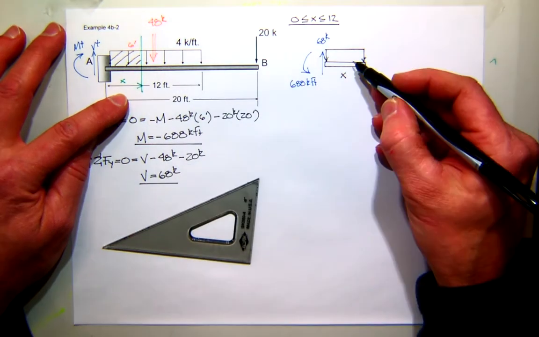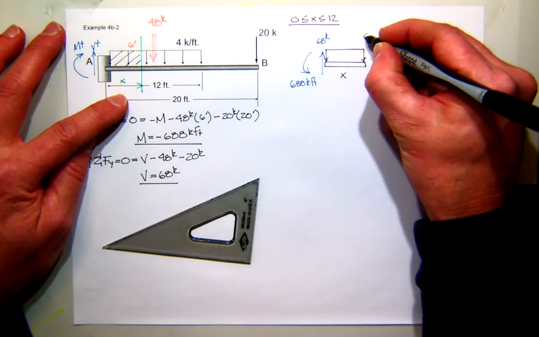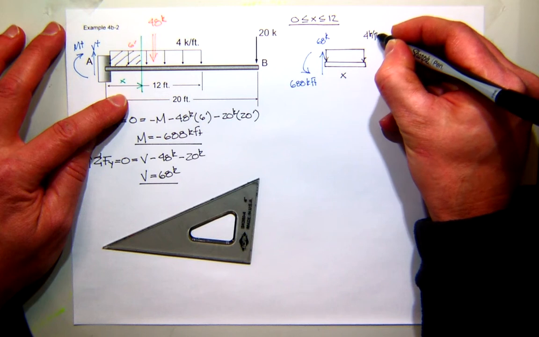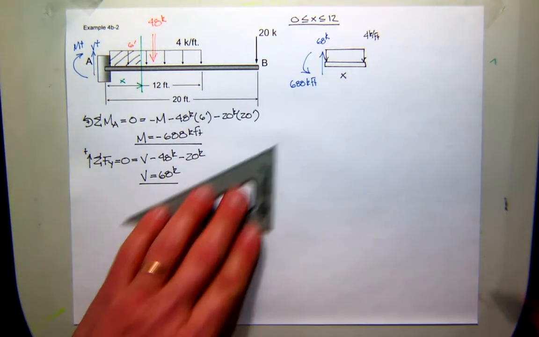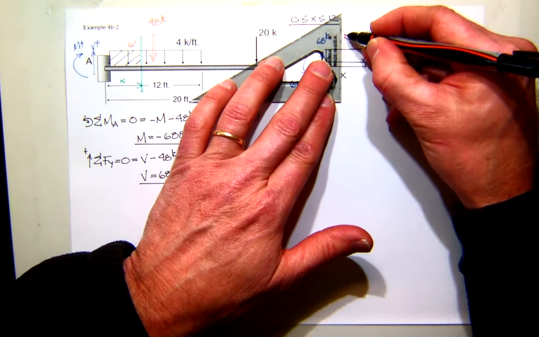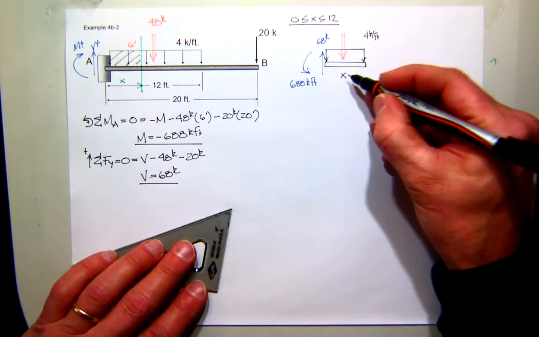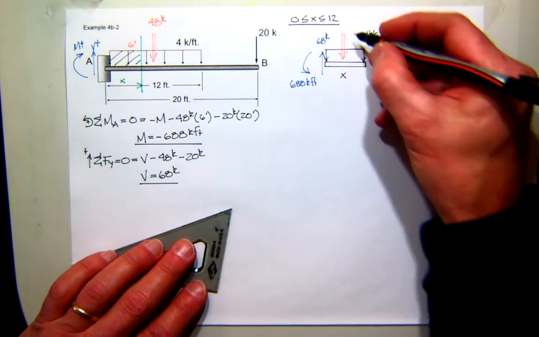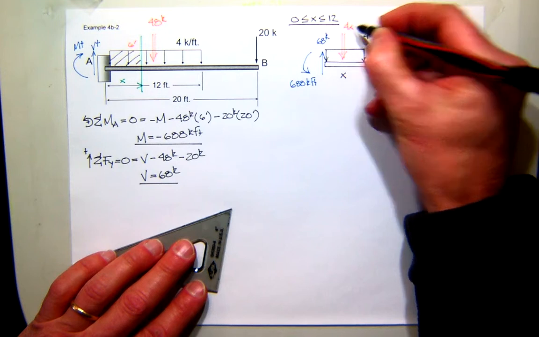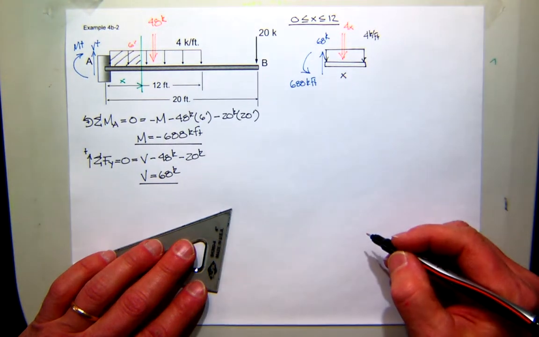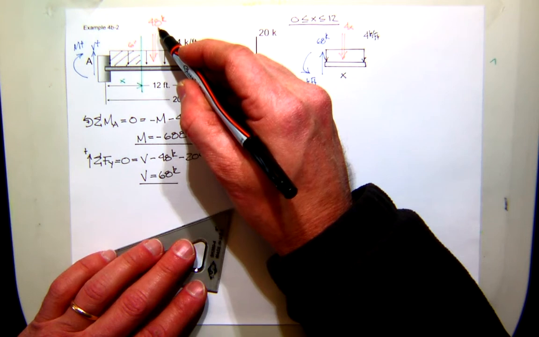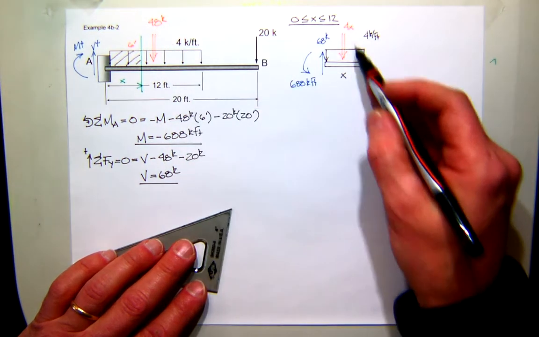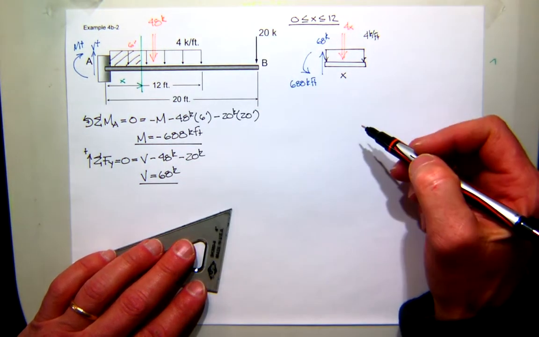So let's look at this diagram. I'm still saying this is 4 kips per foot for the height, but now I'm cutting it at some distance x. So what's the concentrated equivalent for this section? Base times height, which will be 4x. Now when x is equal to 12, what do you get? 48. This is good now for any distance x between 0 and 12.